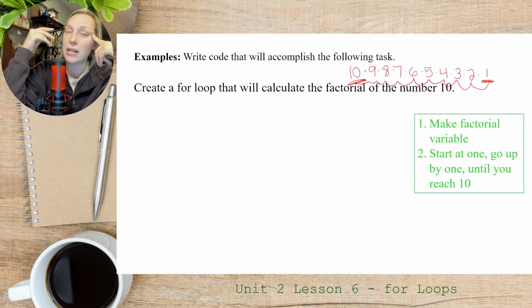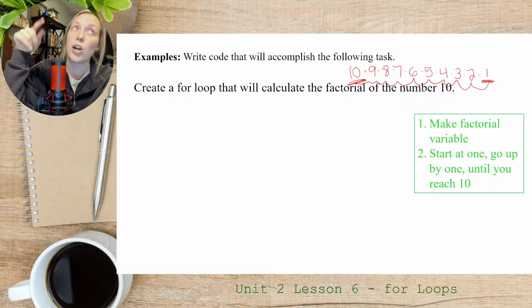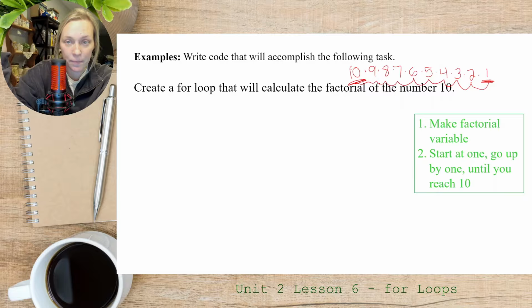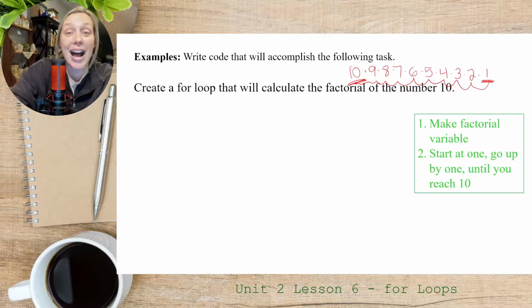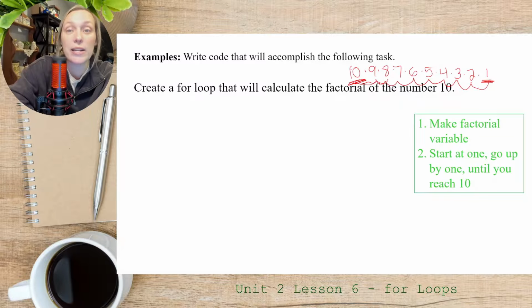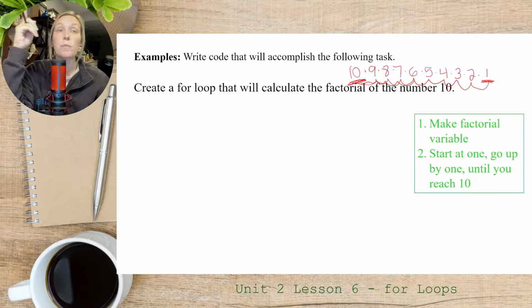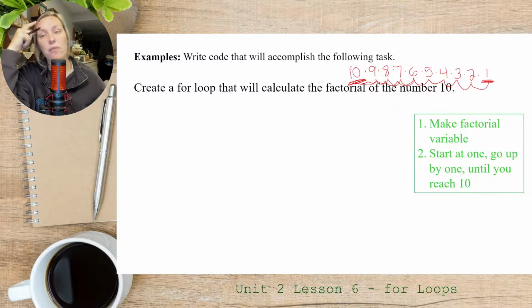That's how my brain wanted to think. I wanted to think of starting low and going until high. What other students have done, and what is also very valid, is starting high, starting at 10, and going down by 1. You could do a loop either way. Again, it's just kind of however your brain thinks.